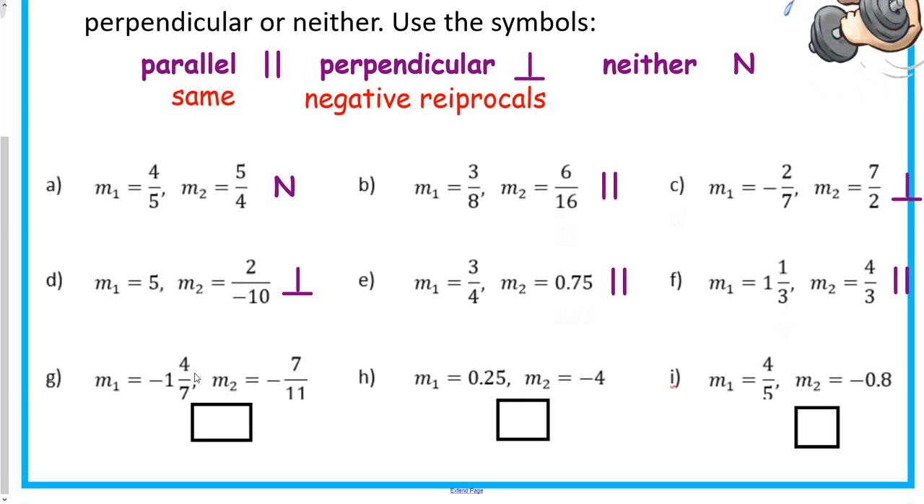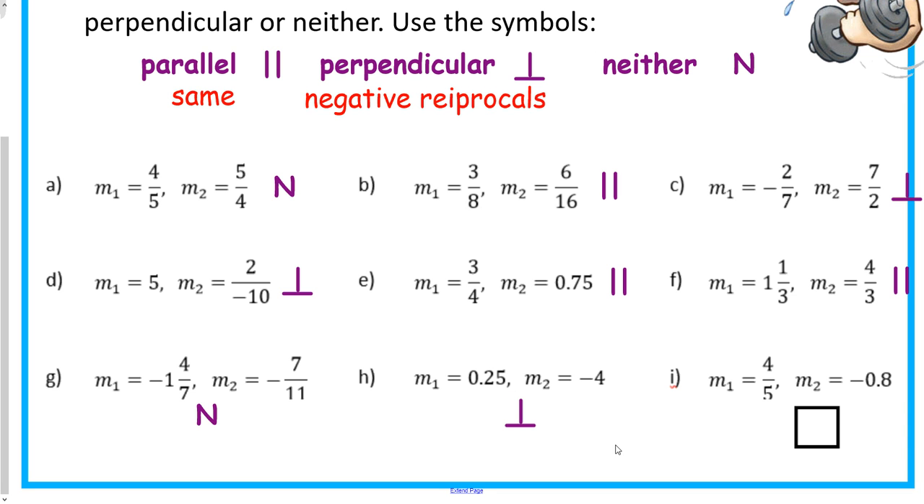Negative 1 and 4/7 and negative 7 over 11. Those are the same signs. This value is not equivalent to the second value, because this would give you 7 times 1 is 7 plus 4 would be 11. So this is equivalent to negative 11 over 7. So they're flipped, but the signs are the same, which means it's not going to be perpendicular. So neither. And 0.25 is equivalent to 1 over 4, which is a negative reciprocal to negative 4.